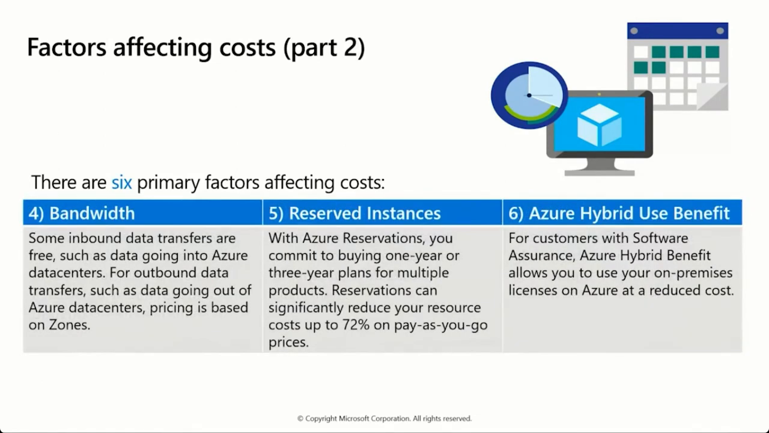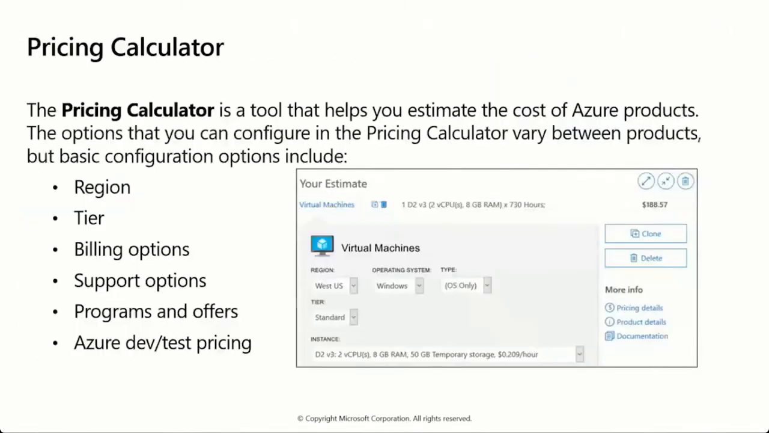When it comes to bandwidth, you're going to pay for those outbound transfers. So if you are crossing billing zones, there will be a charge. So try, if you have the ability, to keep all of your regions in the same billing zone. But there are other ways to save money, whether you're choosing it through reserved instances or you're taking advantage of the hybrid benefit. Let's go ahead and put that all together in the pricing calculator.